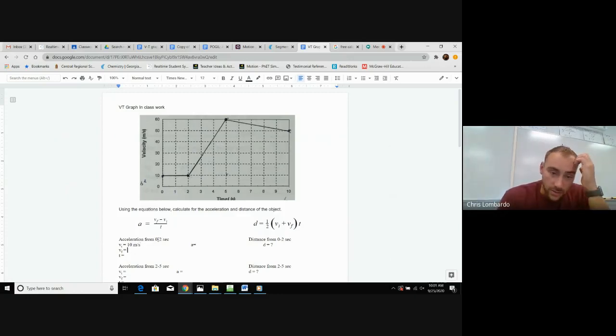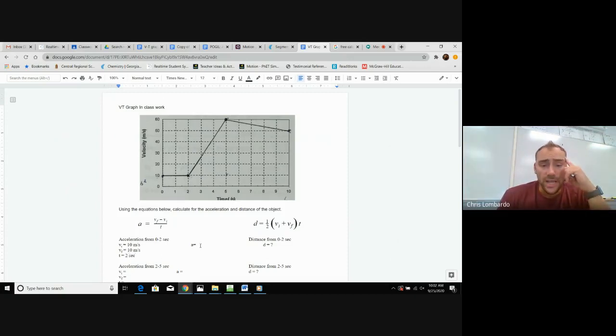My final velocity, so what is my speed at 2 seconds? I go to 2 seconds, go up. I have a final velocity of 10 meters per second. And how long was I moving for? It's the time difference between these. So what's the difference between 0 to 2 seconds? It's 2 seconds.